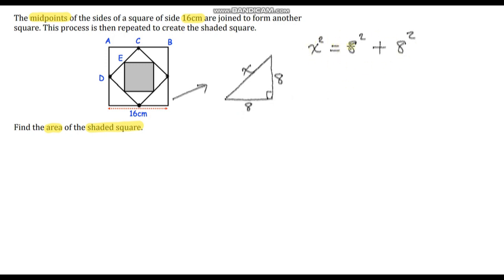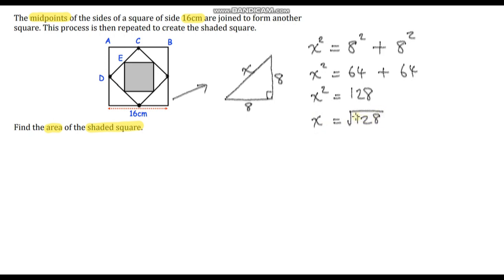So let's calculate this. So x squared is going to equal, well, 8 squared is 64. So this is 64 plus 64. So what is 64 plus 64? Well, that is 128. But remember, this length isn't 128. That's this length squared. So we need to square root our answer. So x is going to equal the square root of 128.